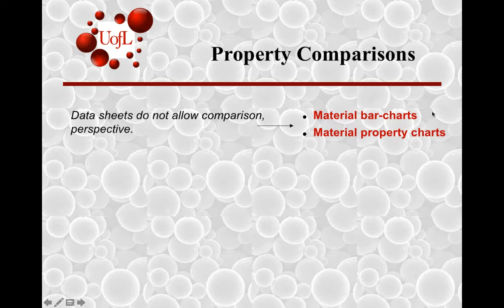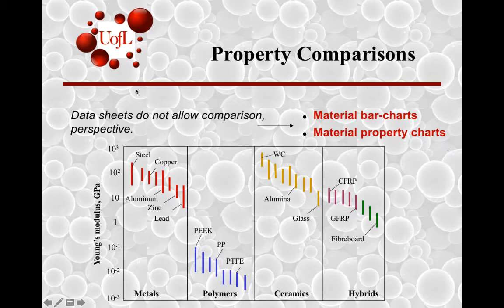So we look at two types of approaches. One is called a bar chart and the other one is called a property chart. This is an example, for instance, of a bar chart. Young's modulus plotted for all kinds. You'll see that they begin to group into different types of materials. Polymers end up having low modulus compared to metals that are high, and ceramics that can be high as well. These are all logarithmic scales, so there's quite a bit of range in all of this.